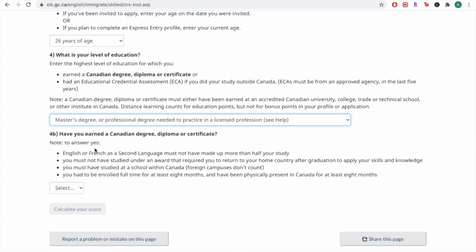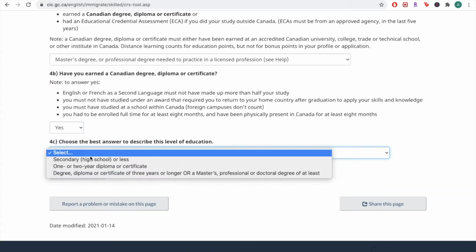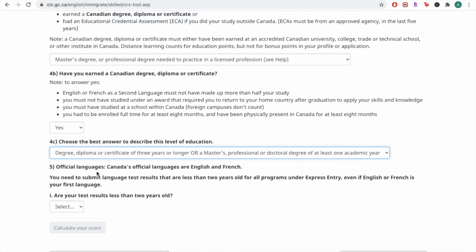The next question is 4B, and it says, have you earned a Canadian degree, diploma, or certificate? And the answer is yes for me because I have a Canadian degree. And then 4C will tell you to choose what describes this level of education that you've earned. And mine is a degree. So in the other simulation that we're going to do, we are going to use a foreign degree. When we use that foreign degree, we would see that 4C would not pop up since it's not a Canadian degree.